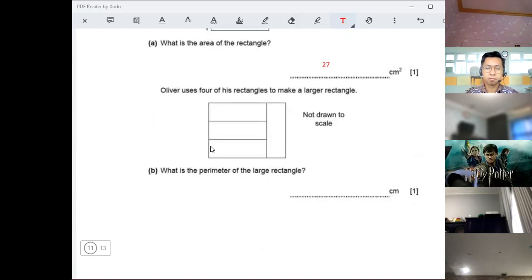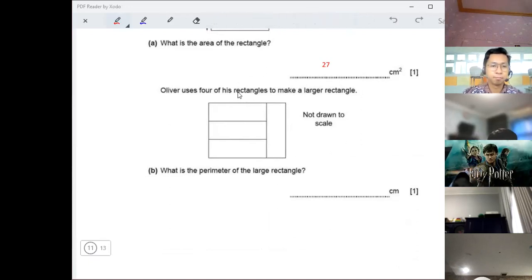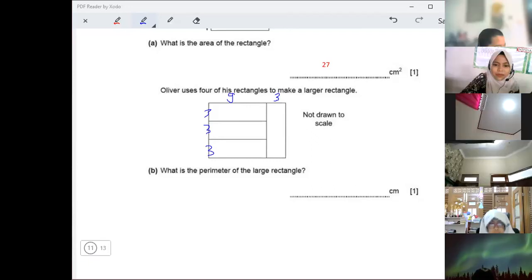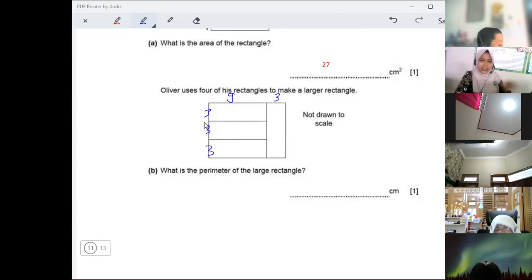How about this? What is the perimeter of the large rectangle? Can anyone help me on the screen? What is the perimeter? Abrar? 32. Is it correct, class? 32?